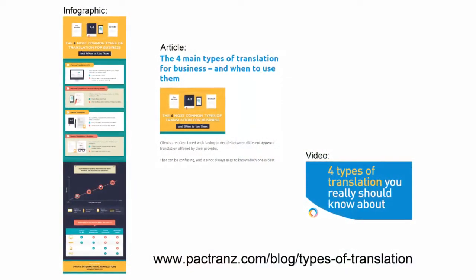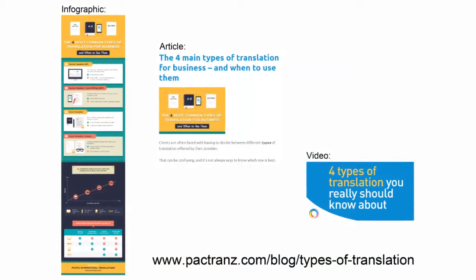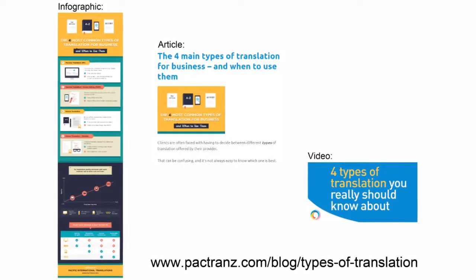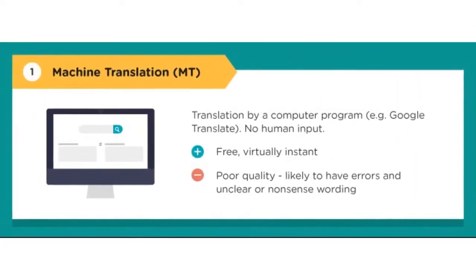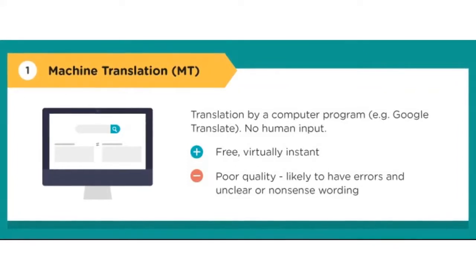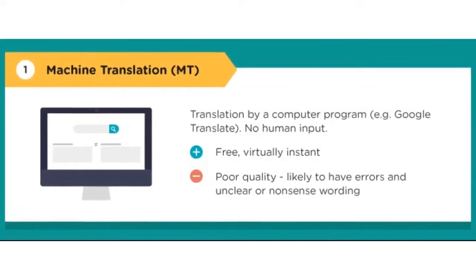There are 4 main types of translation used in business, and you can get more information on these and when to use them from our blog article, video, and infographic. The first of these is machine translation. Now that's a translation by a computer program with no human involvement, like Google Translate.